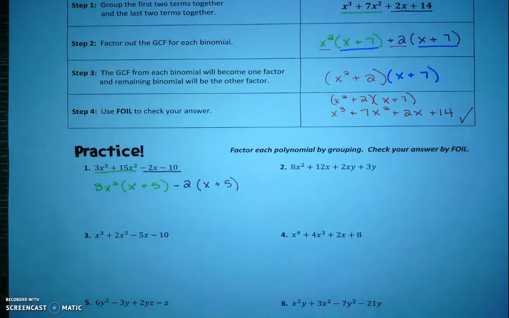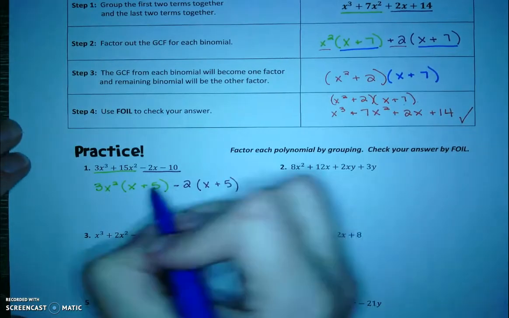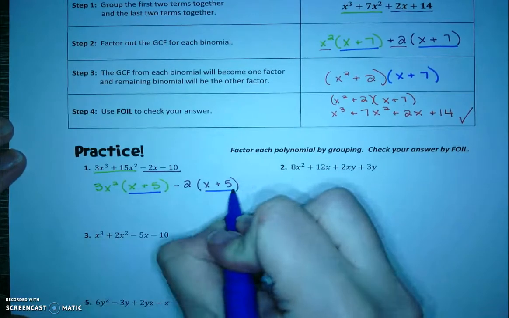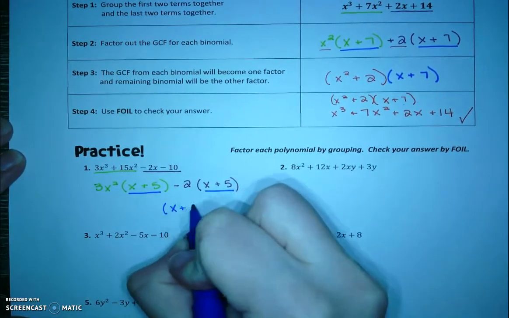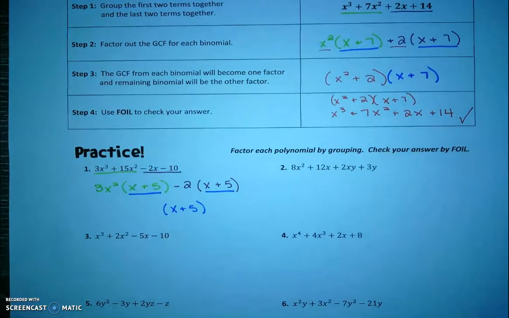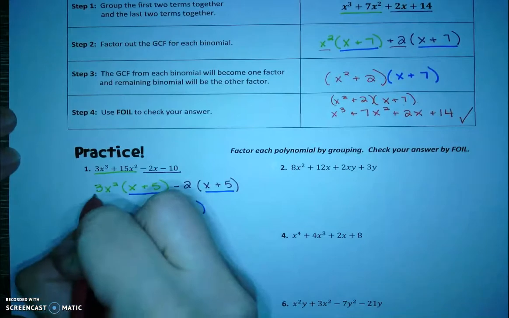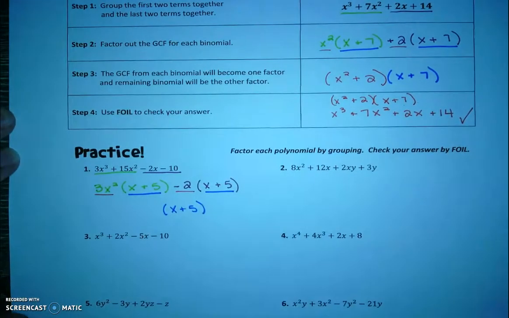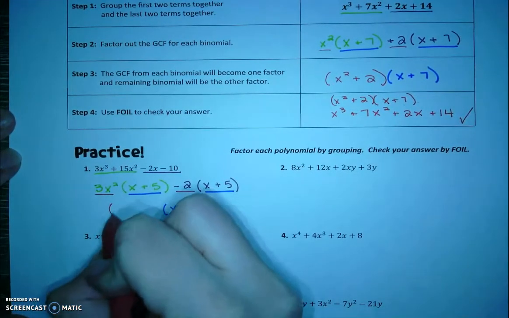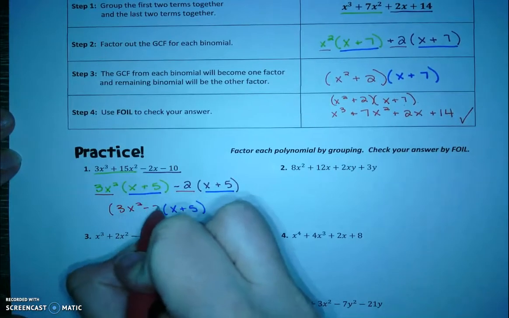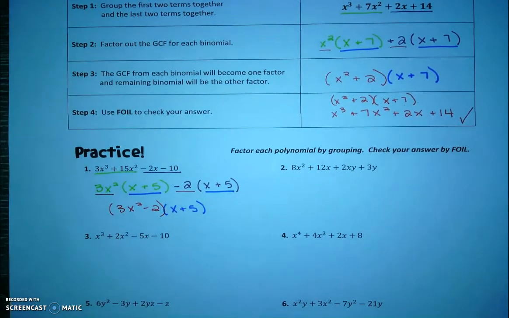Now we got to break it down into its parts. The thing that they have in common, the x plus 5, becomes one part in our answer. And then the other part of our answer is the GCF for both things. So 3x squared minus 2. I'm going to combine them in their own parentheses and put it right next to my x plus 5. Remember, we can always check in order to redistribute. We're going to do number 2 now. Number 2, same process.